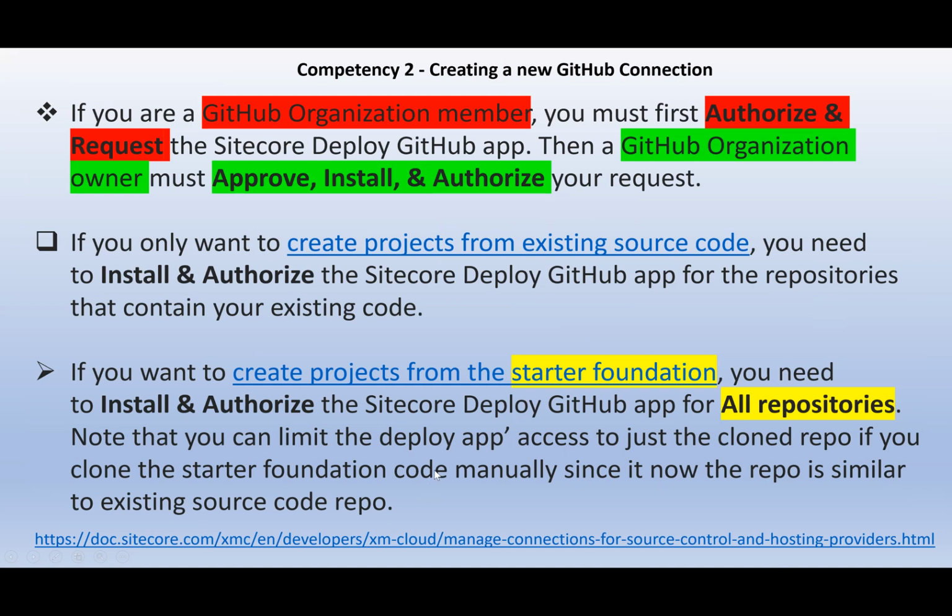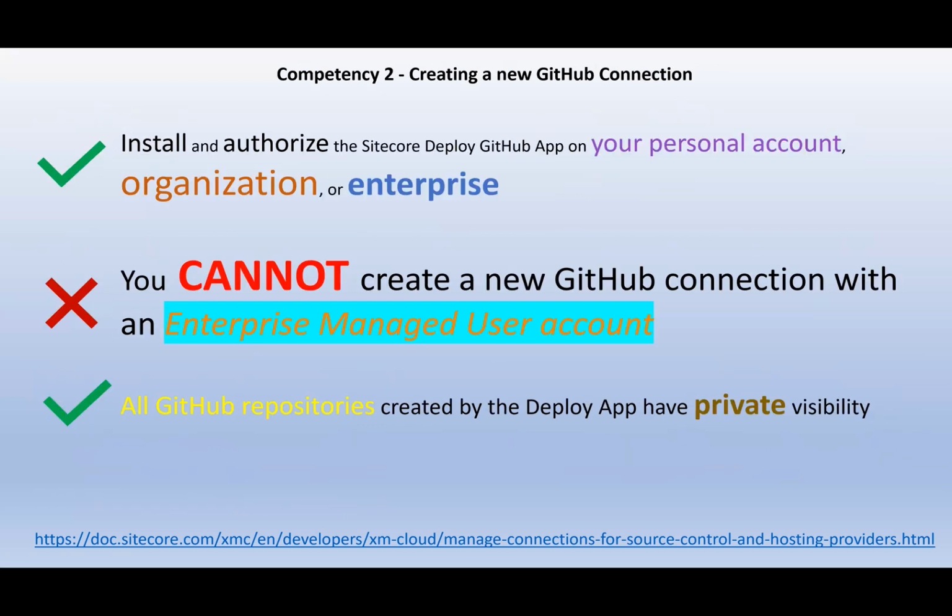If you start with the starter code and it follows the XM Cloud app, which is an automated approach, the deploy app does the process for you. Otherwise, if it is your own code, or even if you are treating the starter template code as your own, you have to pull it and then provide the necessary access for GitHub and the deploy app.